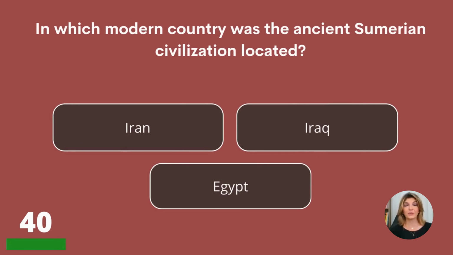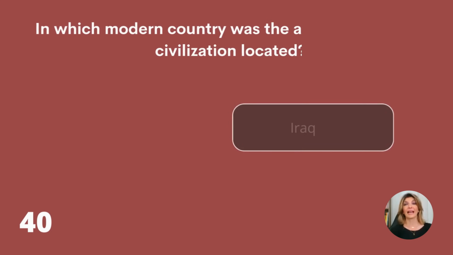In which modern country was the ancient Sumerian civilization located? Iran, Iraq, or Egypt? Iraq.